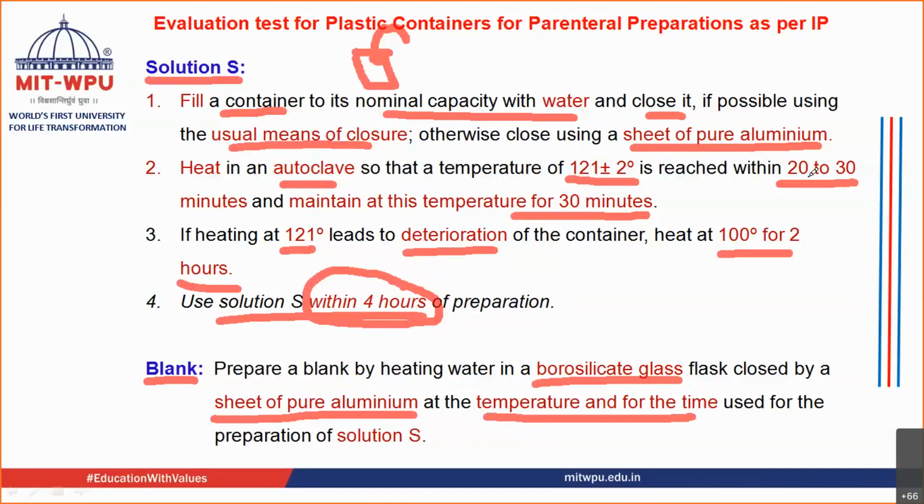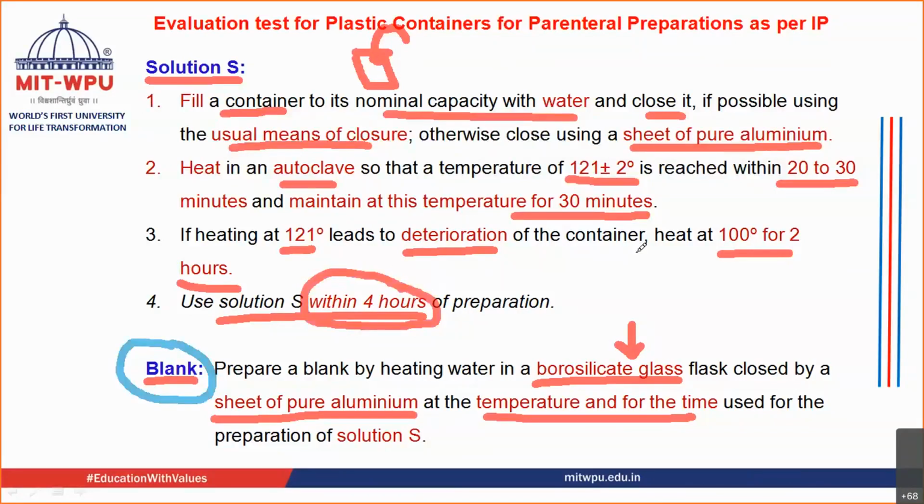This time is 30 minutes and 30 minutes, so near about 1 hour. You are going to heat the water that is present inside this borosilicate glass, and then use it as a blank. So this blank is prepared in a borosilicate glass, whereas solution S you prepare by putting water into your plastic container and autoclaving it, right? The autoclaving conditions are known to us, and this solution has to be used within 4 hours after preparation. So we have prepared solution S and we have prepared the blank.